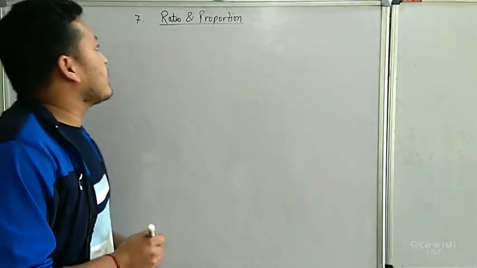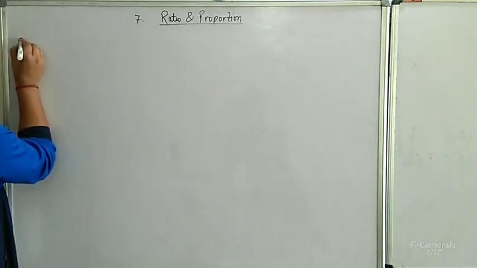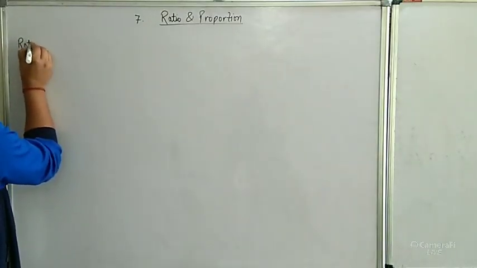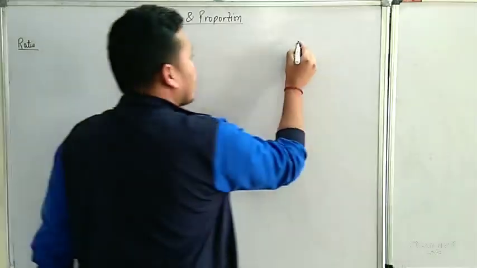Okay, so the next chapter is ratio and proportion. First we will discuss the ratio. The ratio is the comparison between two quantities.